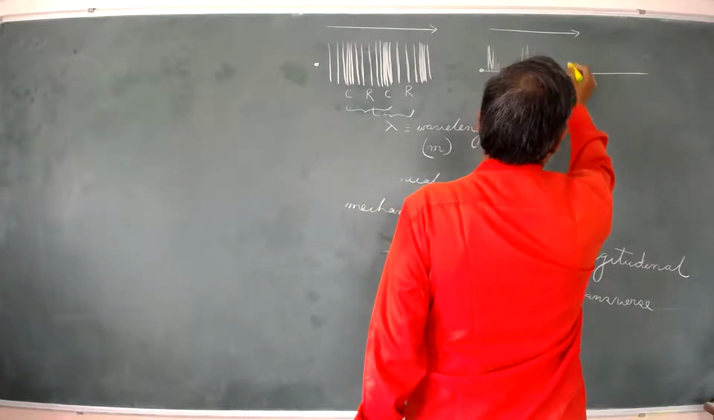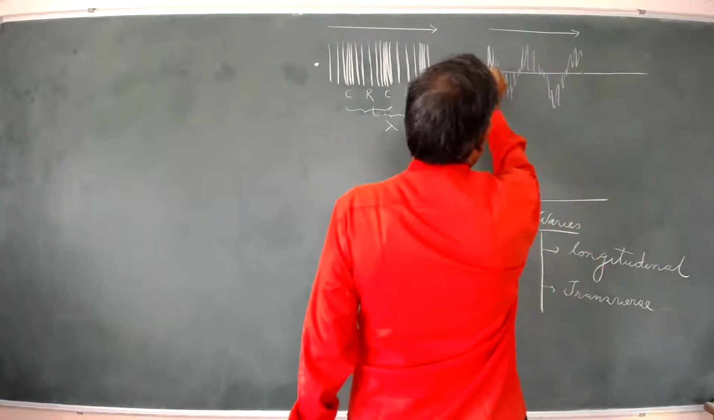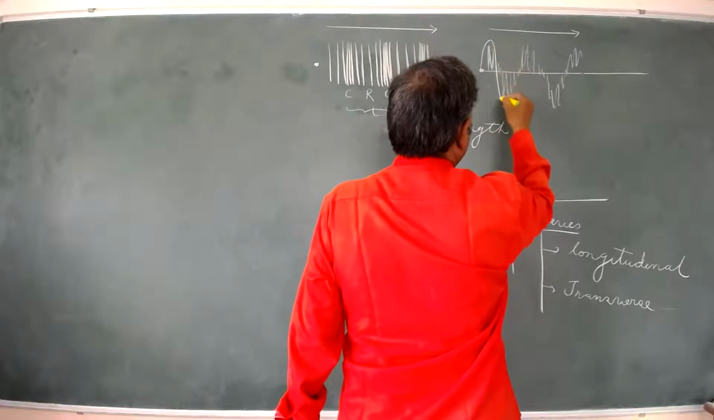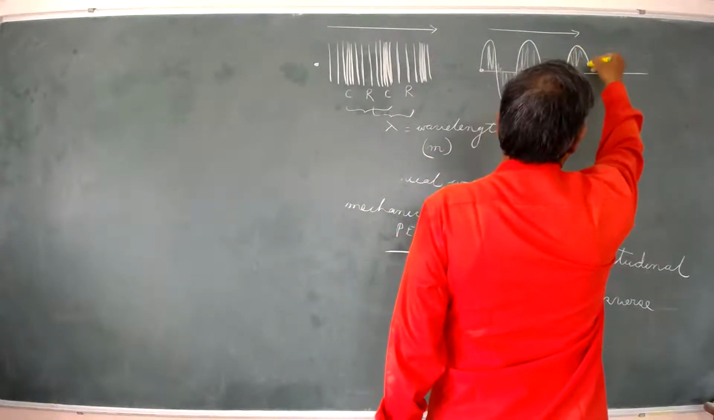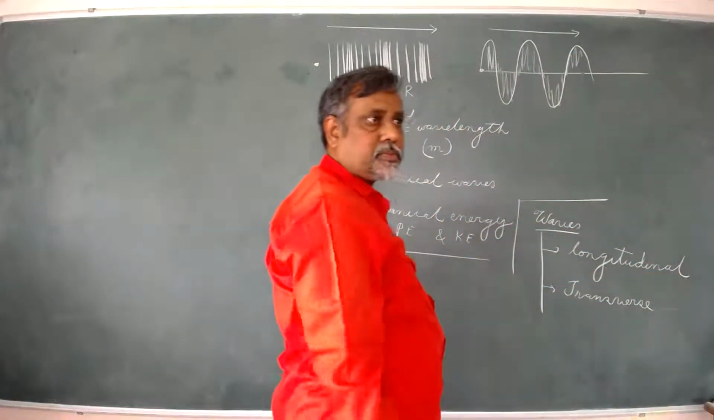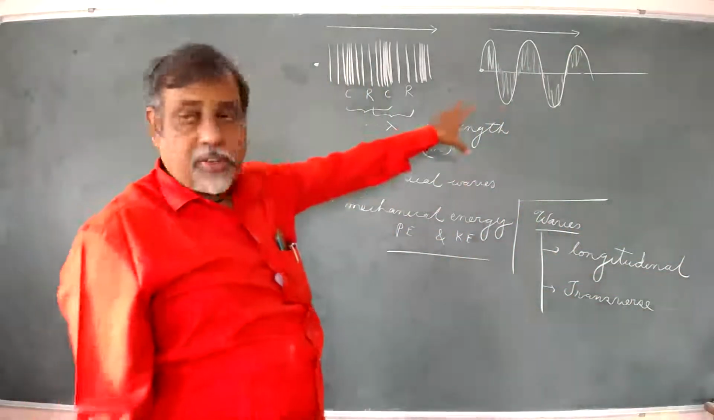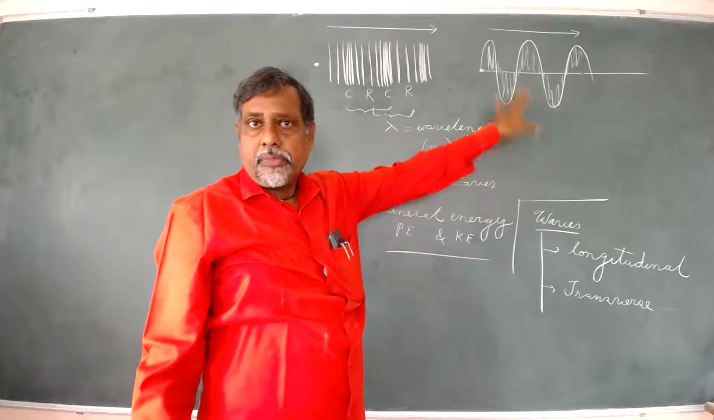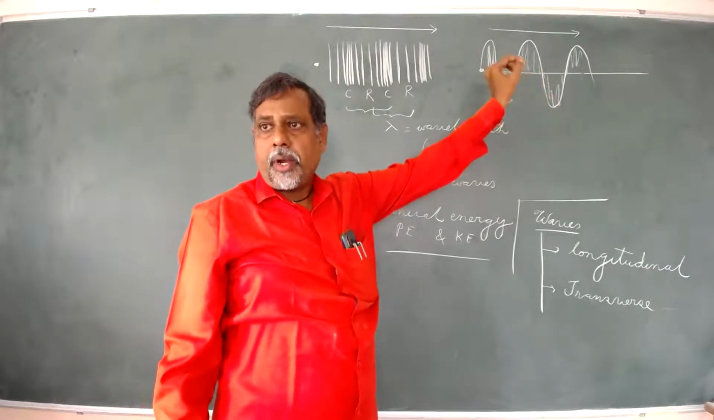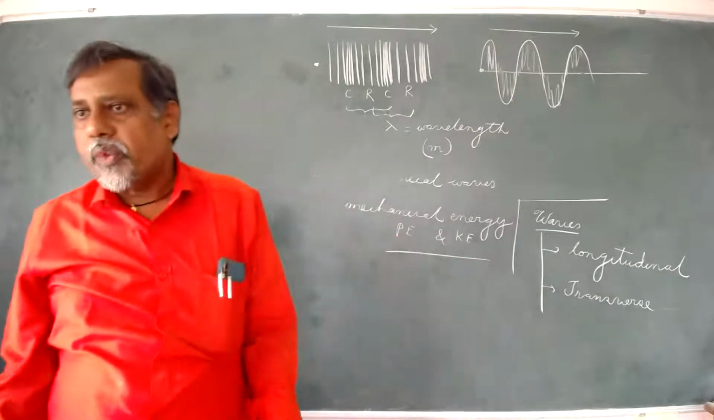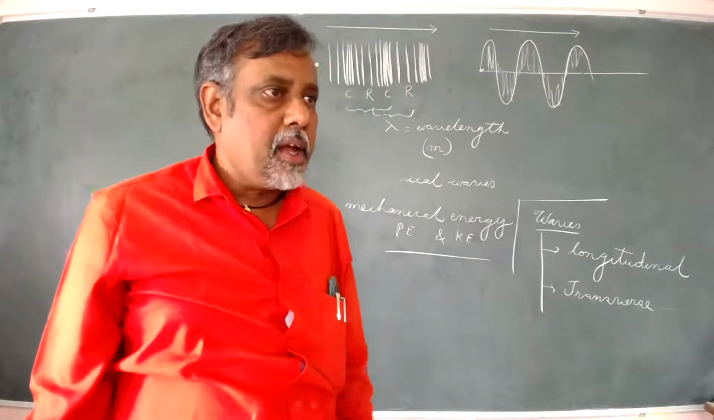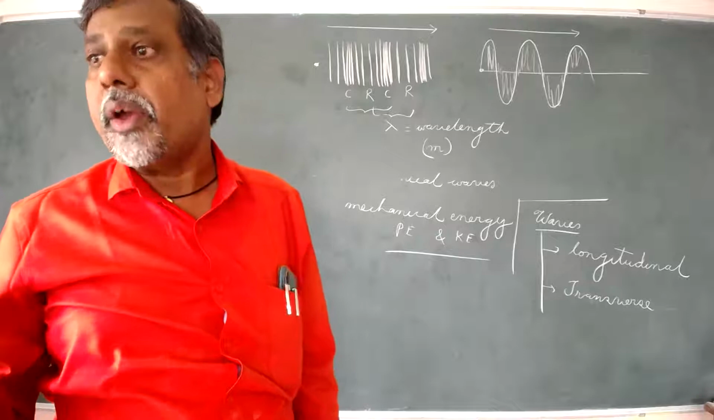This is the way the medium particles vibrate. Ultimately, you will be getting this distortion of the waves. Okay, so how are these vibrations obtained? These vibrations are perpendicular to the propagation of the wave.